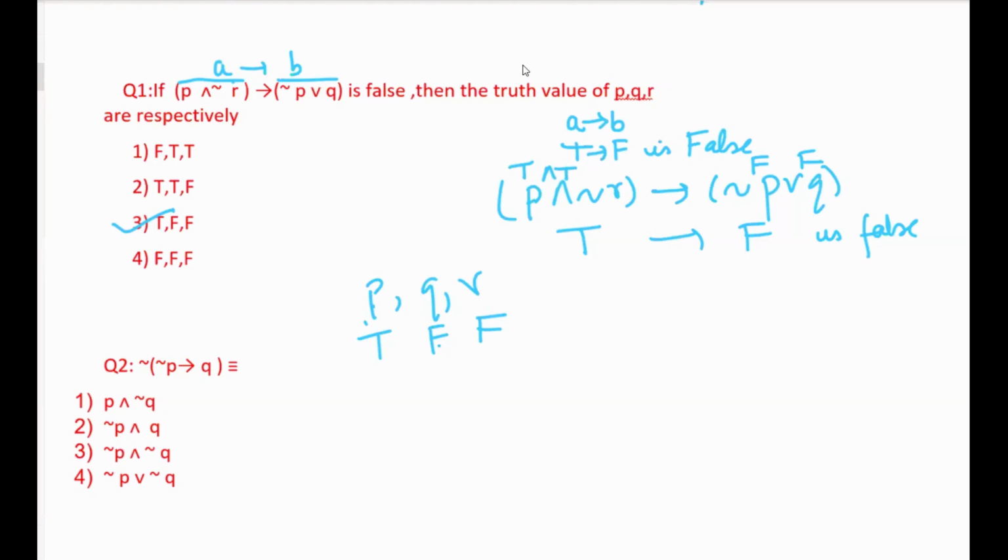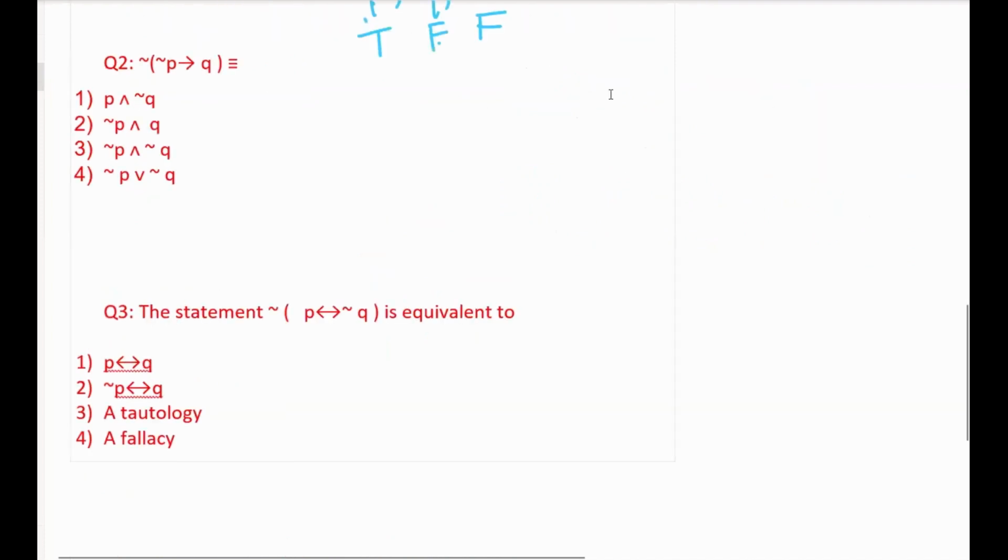Now, we know that P intersection negation R is true. So here, we have already obtained the truth value of P, that is true. And in intersection, there is only one case true, that is true intersection true. Therefore, P is true, and here negation R will be true. If negation R is true, then R will be false. Okay. Now, next question.